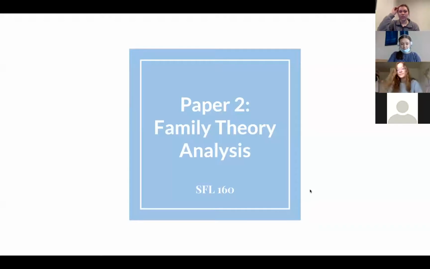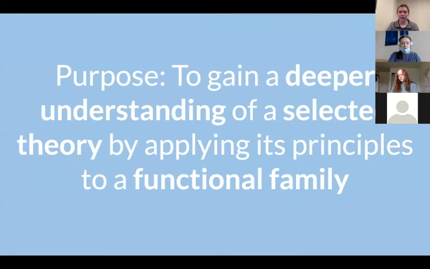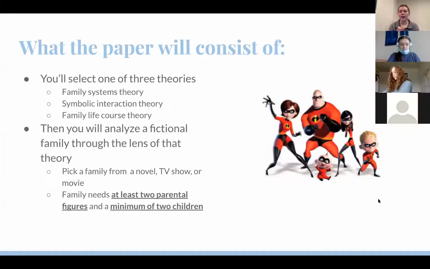Okay, perfect. So paper number 2 is the family theory analysis. The purpose is to gain a deeper understanding of a selected theory by applying its principles to a functional family. So pretty easy. Lots of times this is people's favorite paper to write. It's really fun. So you're going to choose a family that has at least 2 parents and 2 children, and then you'll choose either family systems theory, symbolic interaction, or family life course theory, and analyze that family through the lens of whatever theory that you choose.